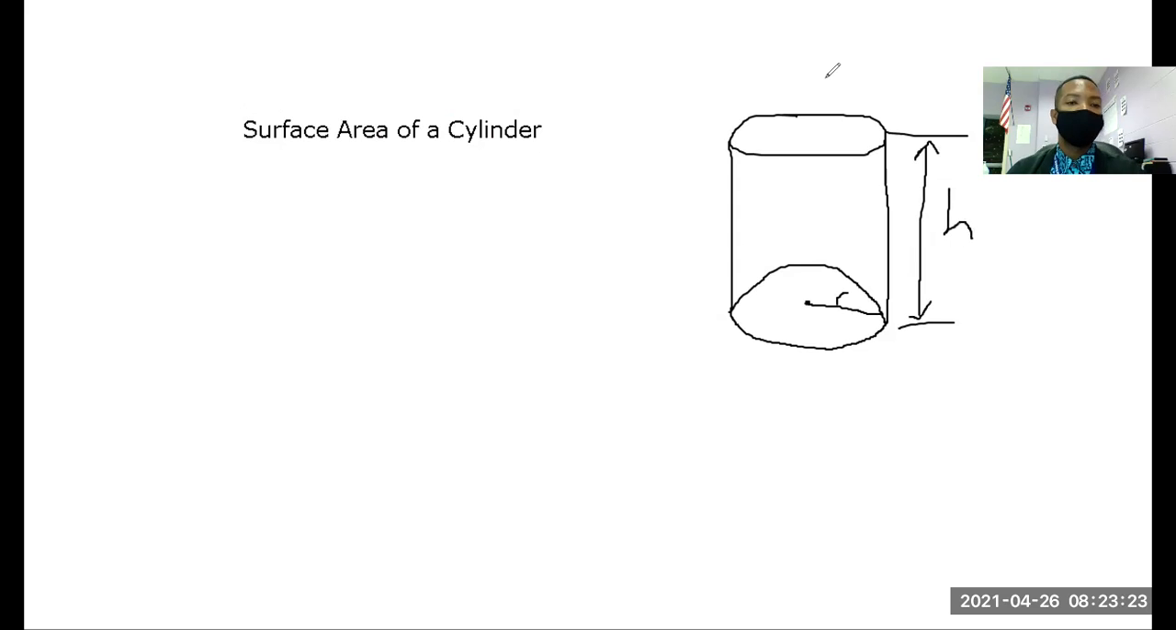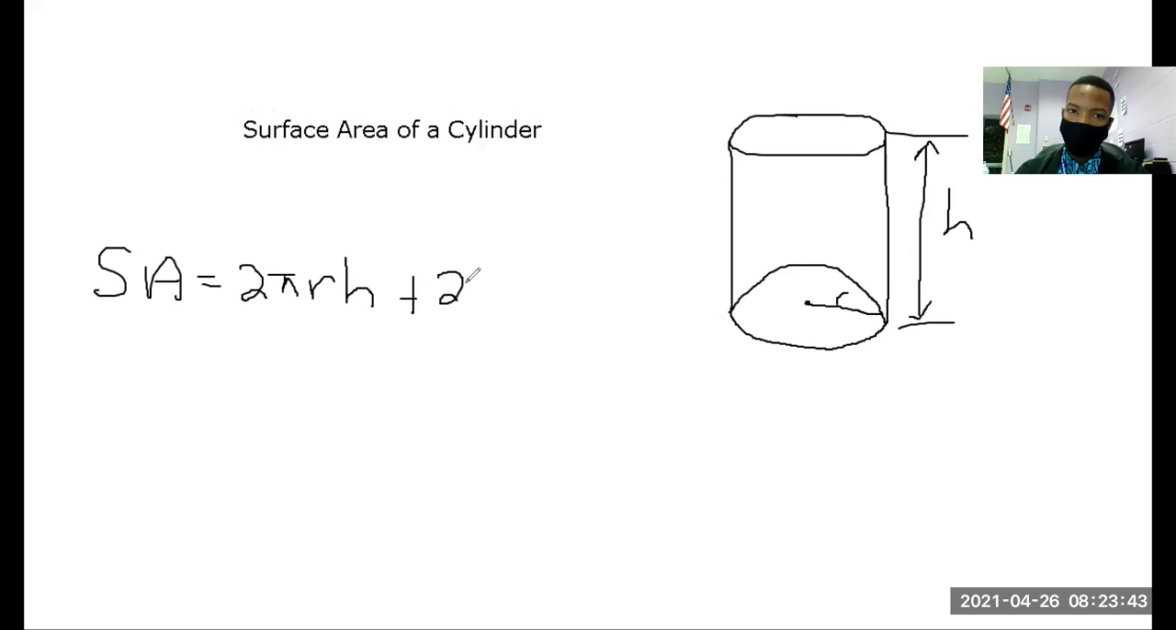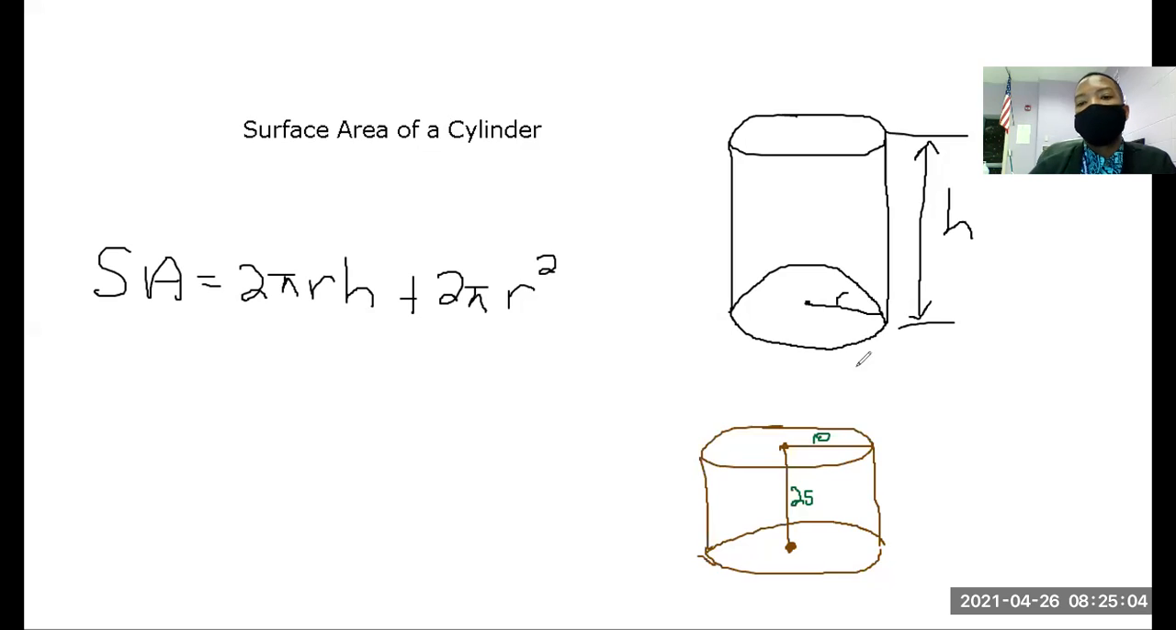So when we're finding the surface area of a cylinder, I'm going to call it SA. The formula might seem a lot, but you're honestly just throwing numbers into it. All right, so it is 2 pi r h plus 2 pi r squared.